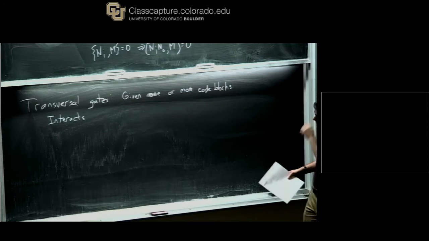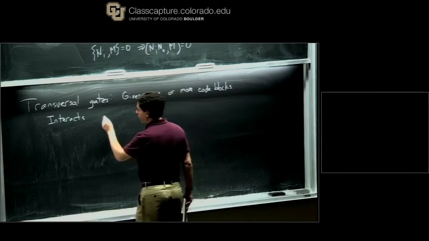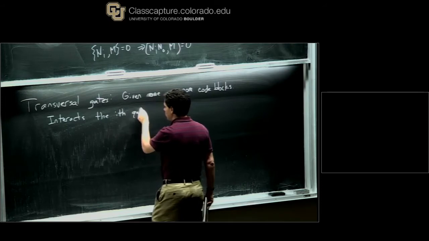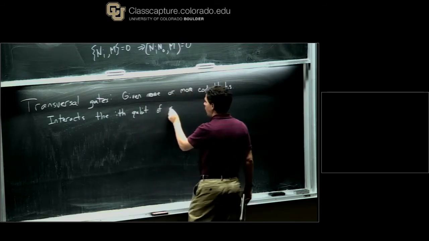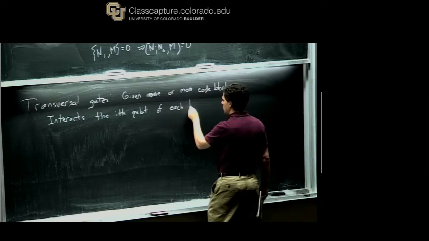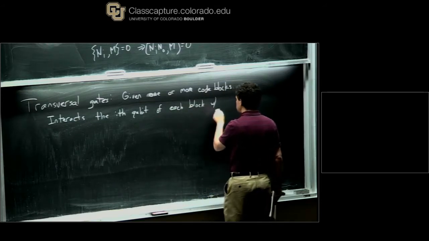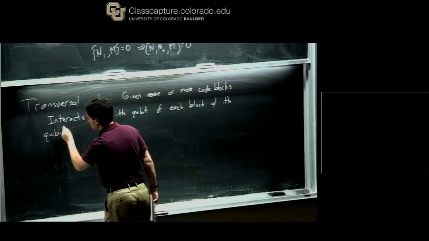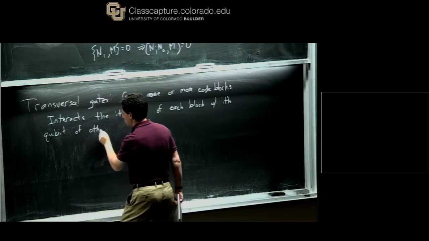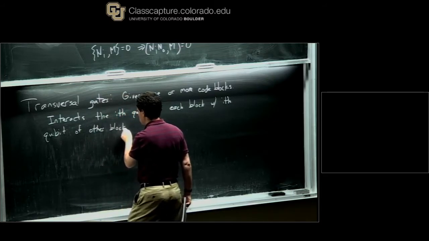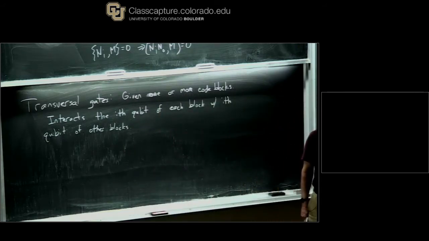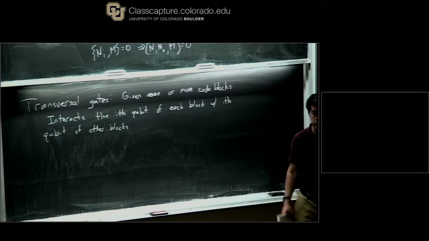Okay? And then a transversal gate is going to be one that only interacts the ith qubit of each block with the ith qubit of other blocks. So in particular, we don't want to ever have a CNOT gate between 2 qubits in the same block, because that can cause one error to propagate into 2 errors in a block.